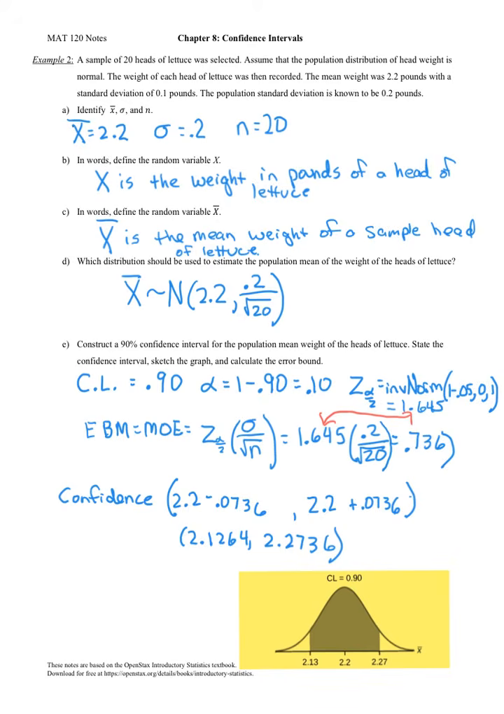And we can see here that we have our mean in the very center, our lower bound to the left, about 2.13, and our upper bound to the right of the mean. We have a confidence level of about 0.90. So we can be 90% confident that the population mean of the weight of the heads of lettuce will be somewhere between 2.13 and 2.27 pounds. This concludes the second video to section 8.1.